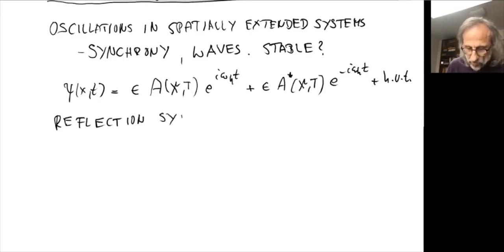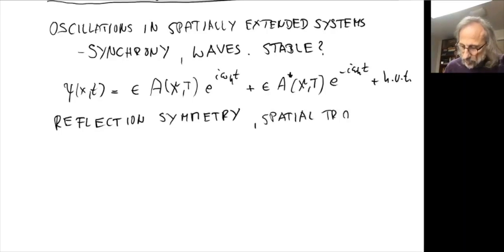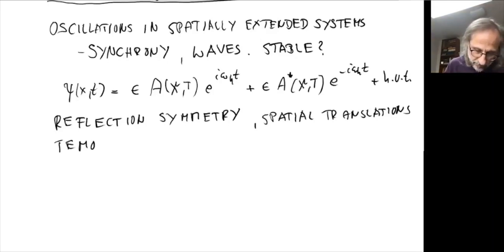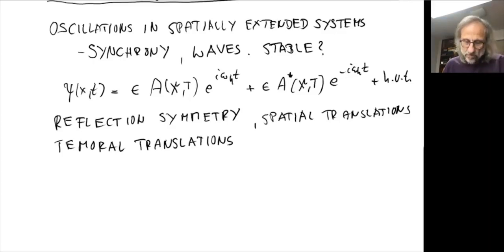And right now we're assuming it's just one-dimensional. So we assume a reflection symmetry and spatial translation symmetry. And actually also temporal translations, meaning the coefficients do not depend on time. It's not forced, right? Not one of these forced oscillators that we had before. Okay, so what do we learn from that?